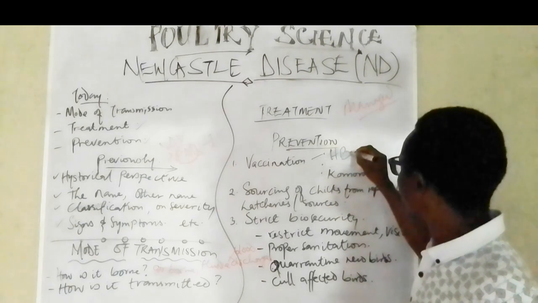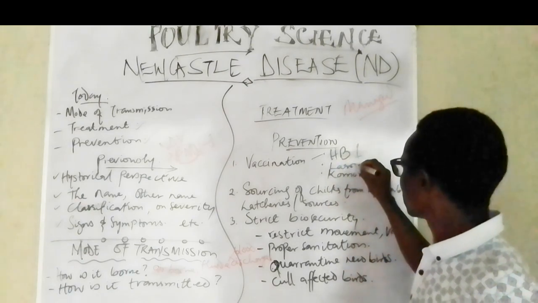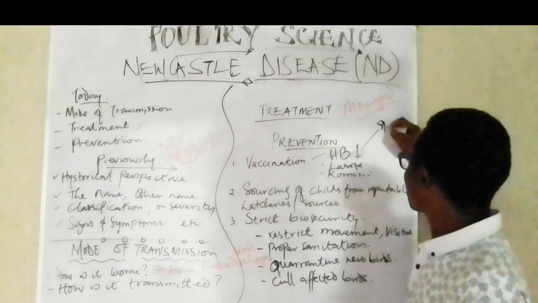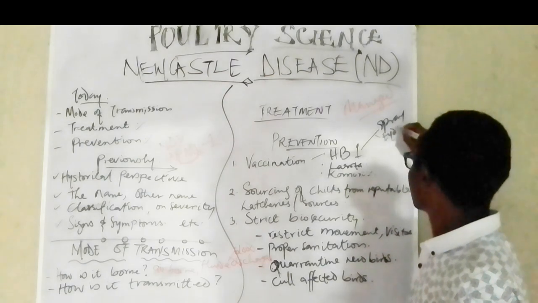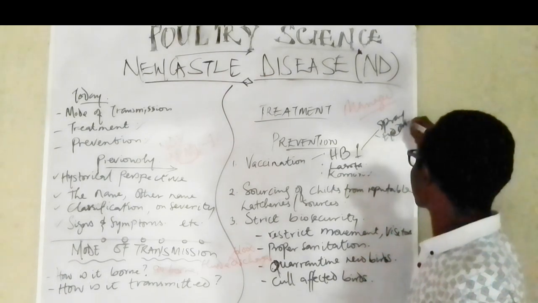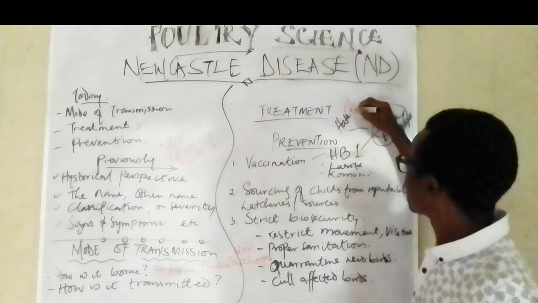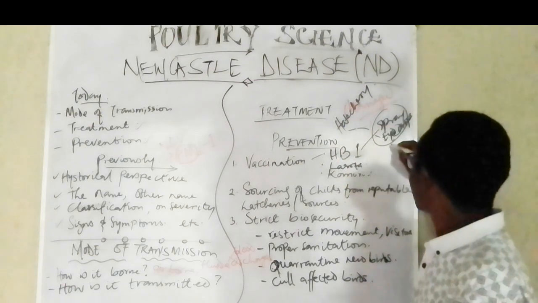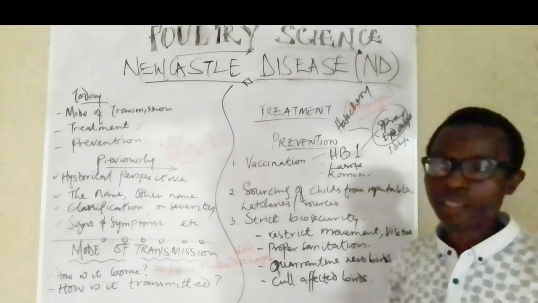Hitchner B1 and then Lasota. Now Hitchner B is administered by spraying, or eye drops. This is usually done in the hatchery, and usually at day old. So they spray the Hitchner.